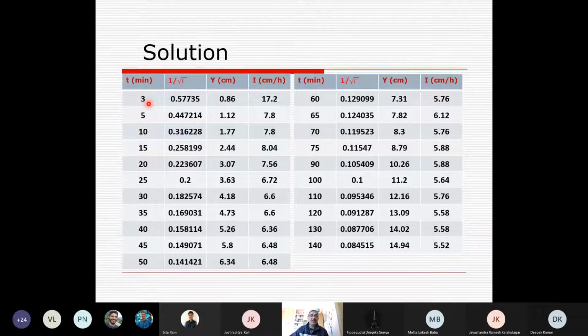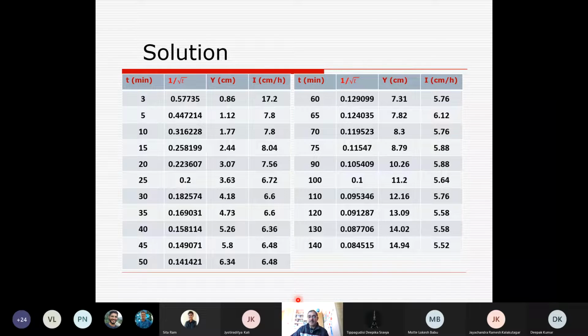That is, the difference in time is 2 minutes, and the accumulated infiltration difference in these 2 minutes is the difference of 1.12 and 0.86. So that amount is in 2 minutes here. What will be the condition in 60 minutes? That is the infiltration rate.